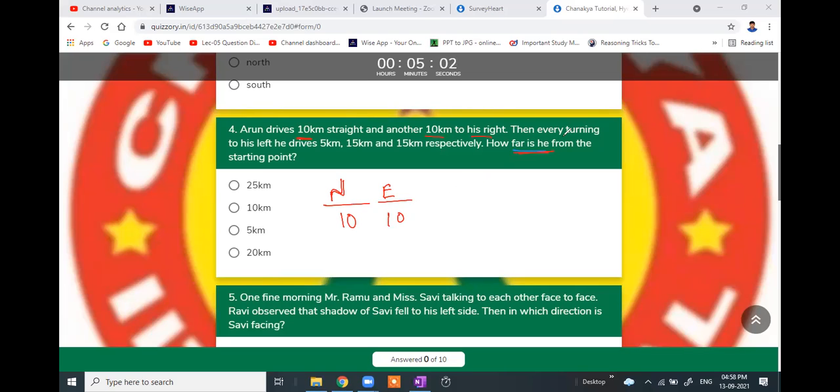Then turning to his left he drives 5 kilometers, 15 kilometers, and 15 kilometers. Means he turned left 3 times: first 5 kilometers, next 15 kilometers, and then one more left 15 kilometers. From east, left means north, distance 5. From north, left means west, distance 15. From west, left means south, distance 15. Add all: north 5 and 10 can cancel with south 15. West 15 and west... the remaining are west, so the distance is 5. West is 5 kilometers. We considered north initially, that's why we got west, so we can ignore that. The distance here is 5 kilometers.